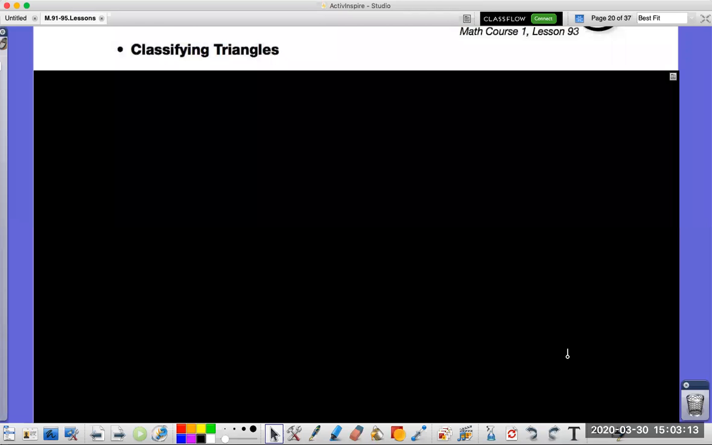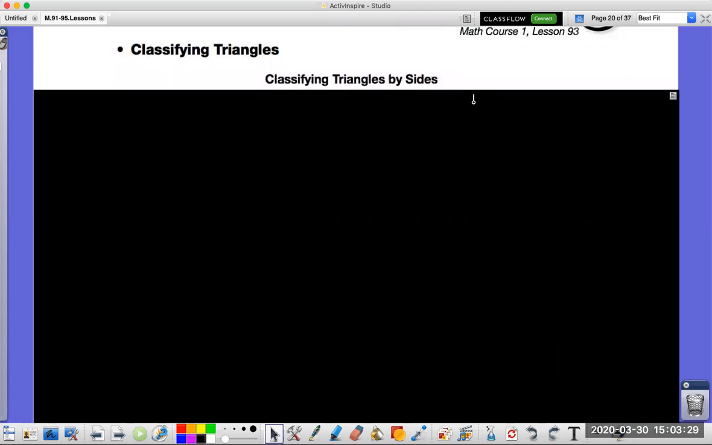Hello and welcome back. We're going to start with lesson 93. This is on page 484 if you're following along in the Saxon textbook. It's called Classifying Triangles. So in this one, we're going to look at triangles based on classification of sides as well as angles. Let's dive into the sides a little bit.